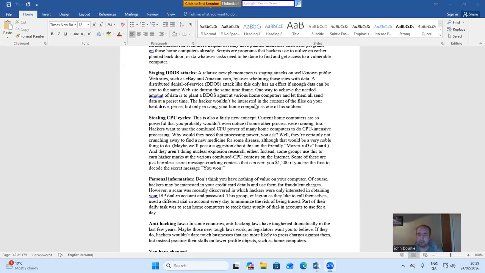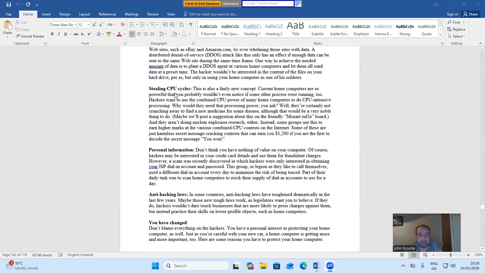The hacker wouldn't be interested in the content of the files on your hard drive per se, but only in using your home computer as one of his soldiers, stealing CPU cycles. This is a fairly new concept. Current home computers are so powerful that you probably wouldn't even notice that some other processes were running. Hackers want to use the combined CPU power of many home computers to do CPU intensive processing.